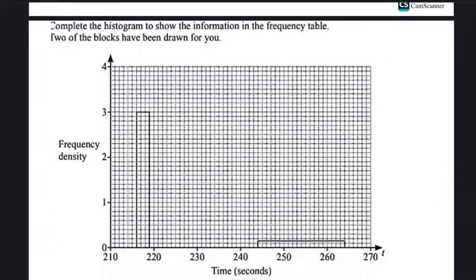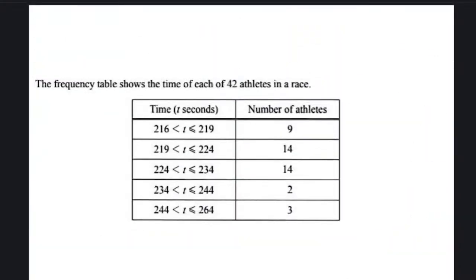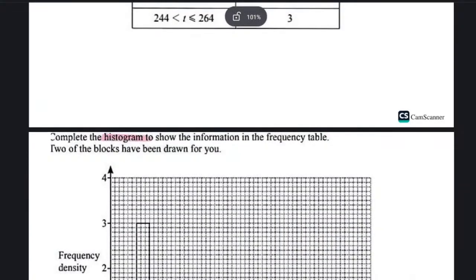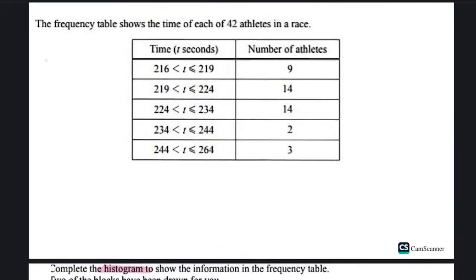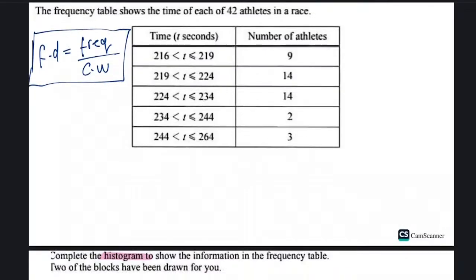All right, so here we're finishing this now. We see that we got a table, and then they say we should do a histogram. So once you see the word histogram, then we know we've got to use this one. Frequency density is equal to frequency divided by class width. This is the formula that sketches histograms. Without this, it's impossible.